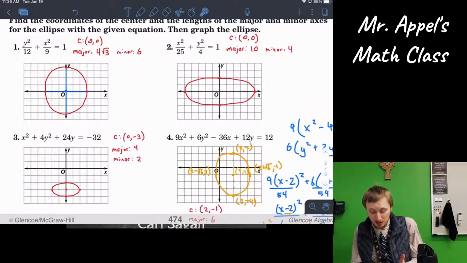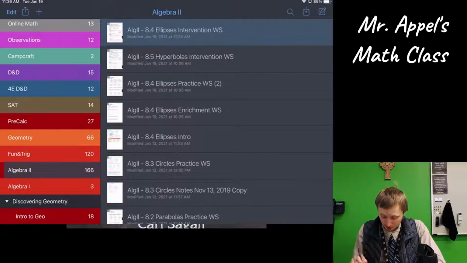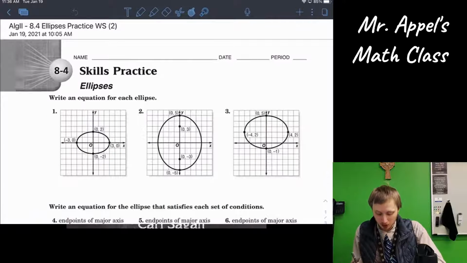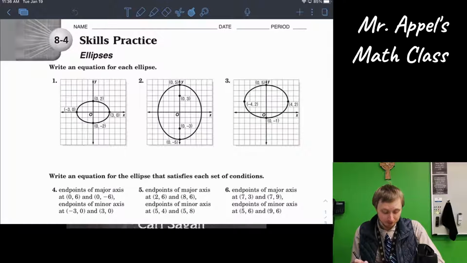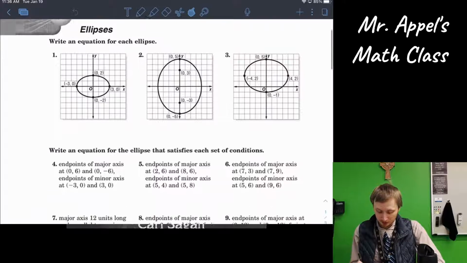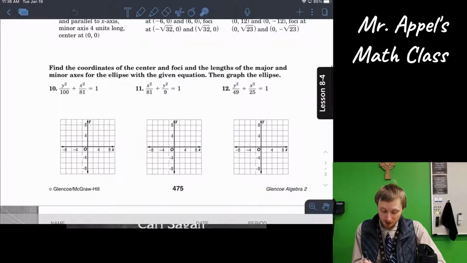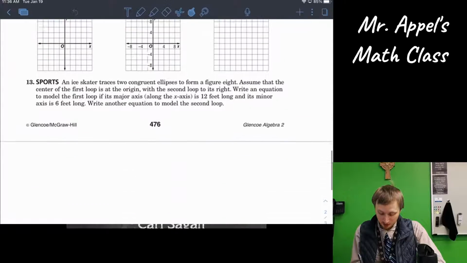All right, then it's going to be a very short day for me as far as speaking goes, because all we have now is the rest of the ellipse practice. So here's a few more. The practice worksheet is just more of the same: writing an equation, find the center and foci and the lengths of the axes to then graph. The backside is the same as well.